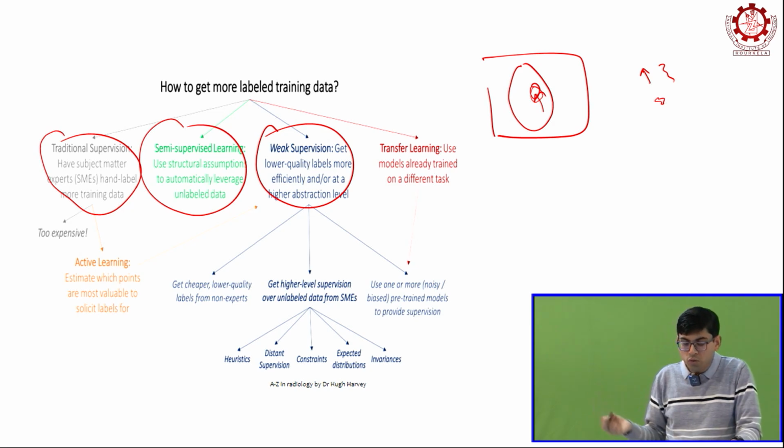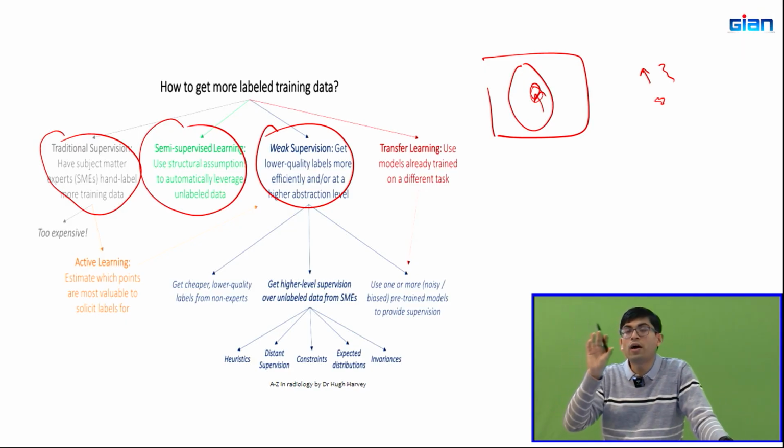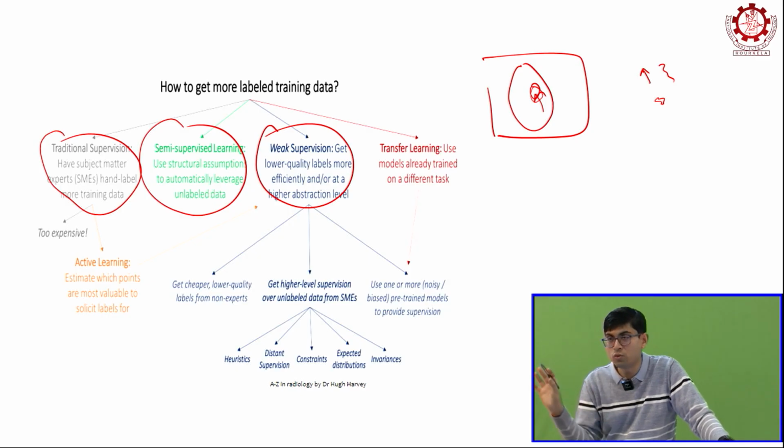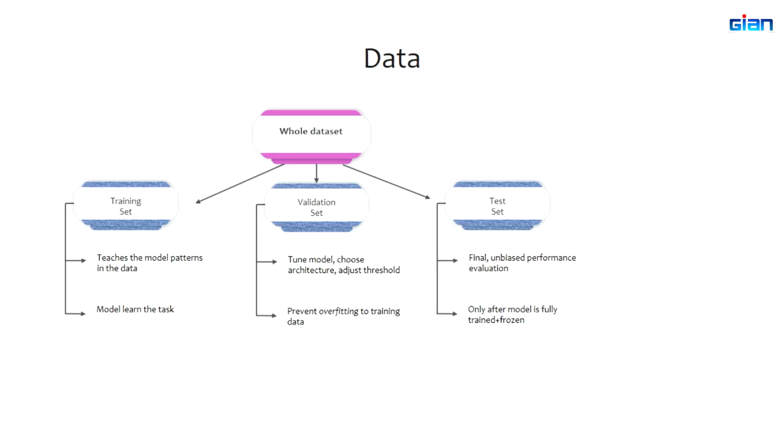and then you can use techniques like active learning or uncertainty analysis to identify only the areas, let's say the regions of interest, that need to be corrected by the radiologist, by the pathologist, and only provide those limited regions to them, right? So there are these methods that you can use as well to get more labeled training data.